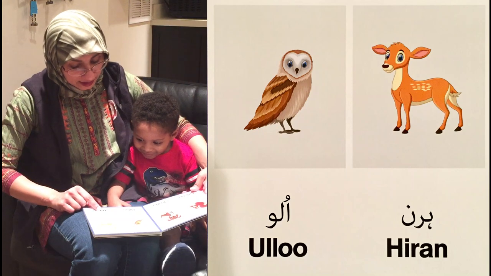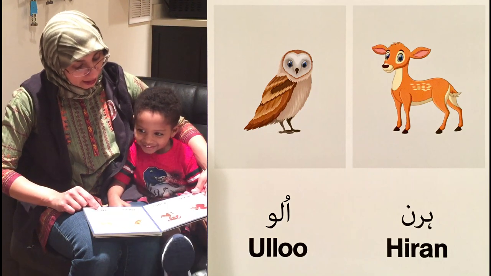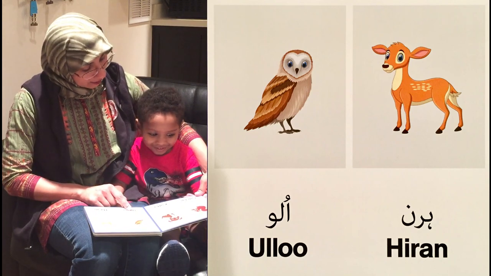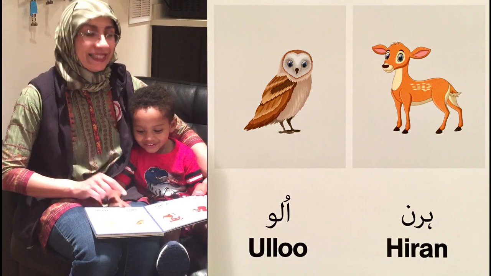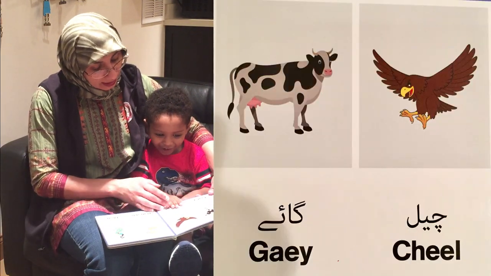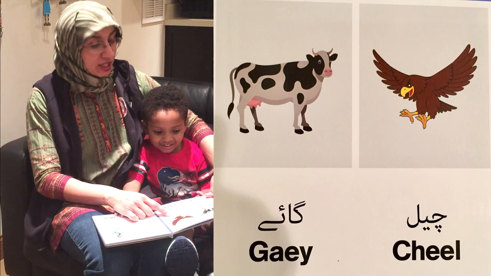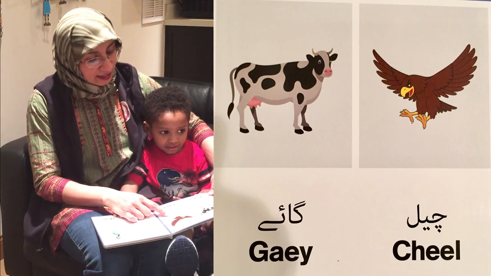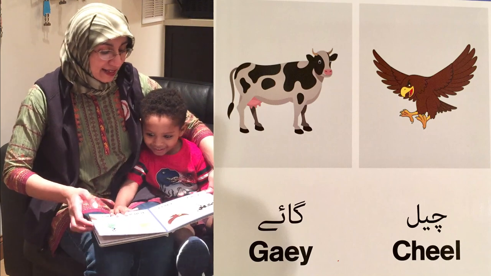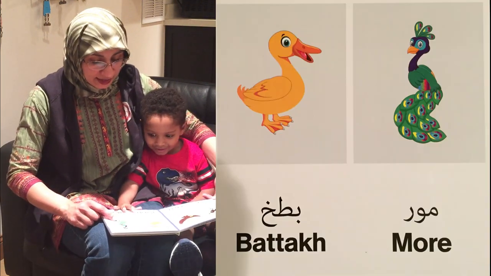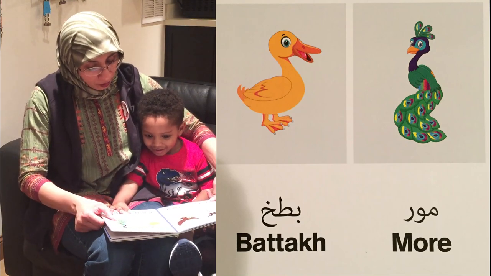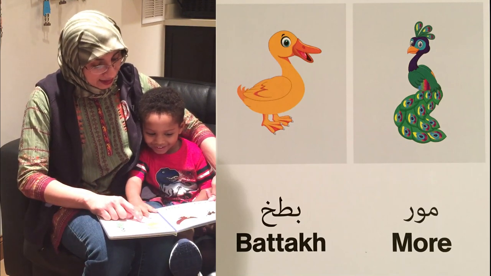And what is this? Hiran. Hiran is a deer. And what is this? Ullu. That's right. Thank you, Isaac. Ullu is an owl. Next page. What is this? Cheel. Cheel is an eagle, friend. What is this? Guy. Good job. Guy is a cow, friends. And what is this? More. More is a peacock.